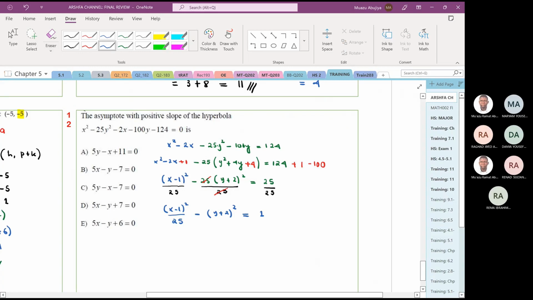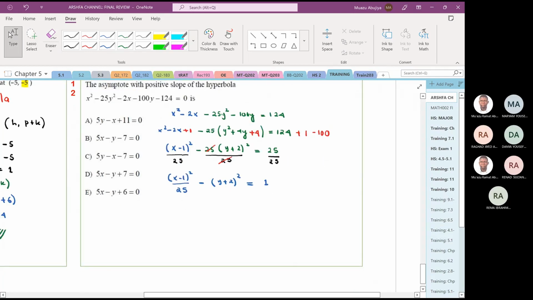Now, if you look at it carefully, you will see that the part with x is positive, and that tells me that we have a horizontal hyperbola, because the part with the positive is x.